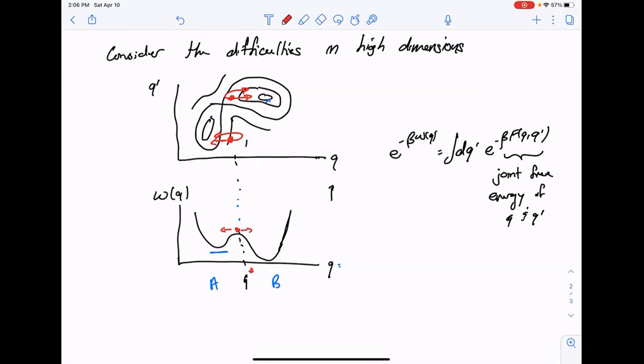So then, how should you discover variables like Q prime? What would you need to do if you had a high dimensional system in your hands whose reaction coordinate you wanted to understand? How should you go about uncovering the meaningful dynamical variables?